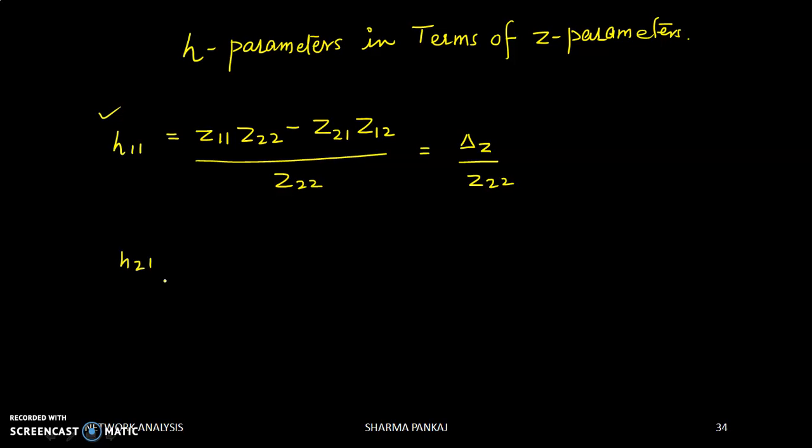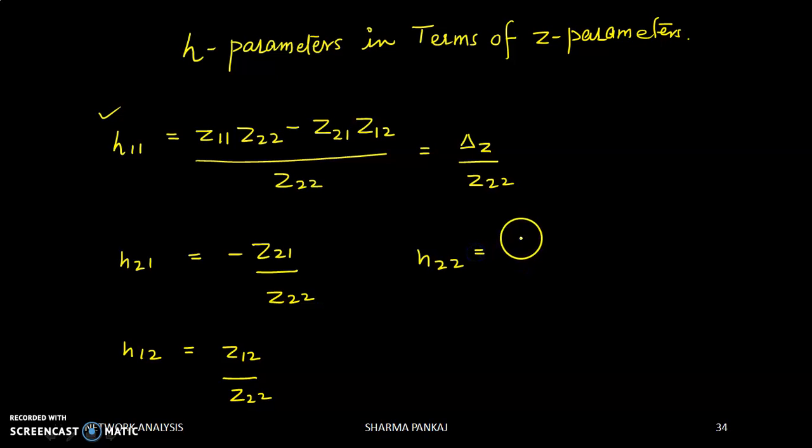After H11, we have H21. H21 will be equal to minus Z21 upon Z22. We have H12 is equal to Z12 upon Z22. Then we have H22, which is equal to 1 by Z22.